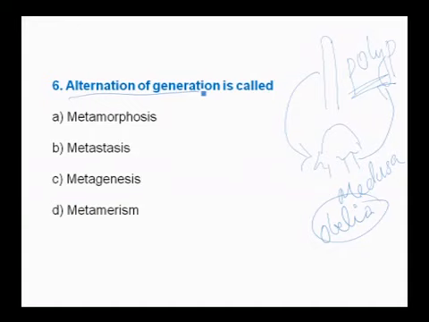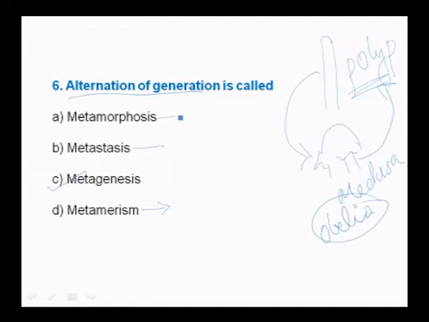So you can see the options. The right word or the right option is metagenesis. Alternation of generation is also called metagenesis. Metamerism, you people know, it is nothing but segmentation of the body. Metastasis, this word we use generally in cancer when the tumor spreads from one site to the other or from one place to the other.